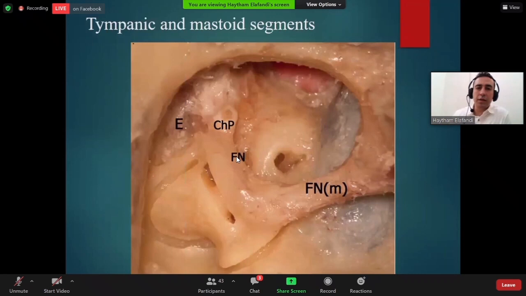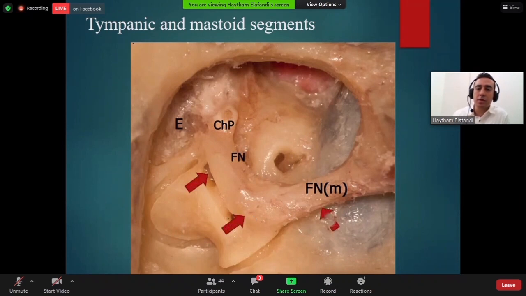Another picture here showing the facial, the tympanic, and the mastoid segment. Of course, here the posterior wall was removed, the semicircular canal is drilled out. Here you will find the cochleariform process. This is a right ear, by the way. And this is the tympanic part of the facial nerve. This is the second genu of the facial nerve.